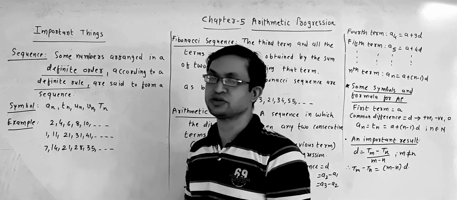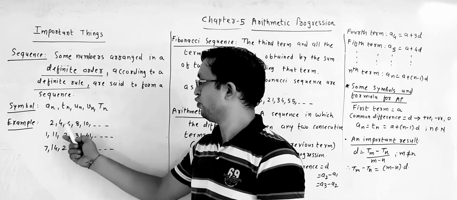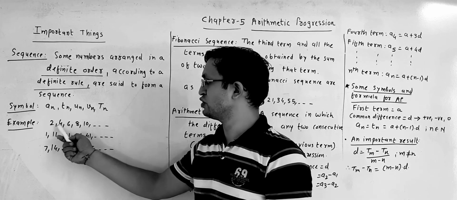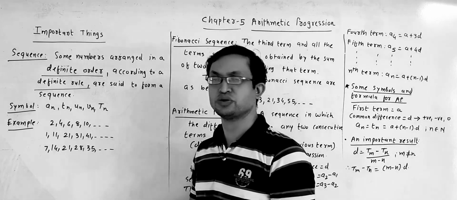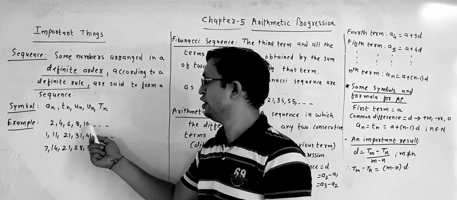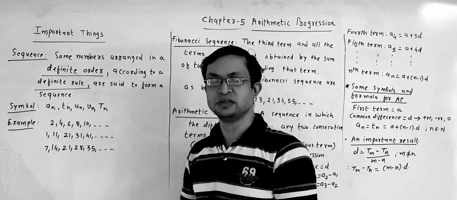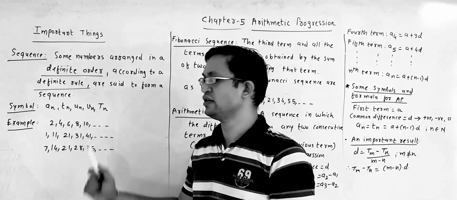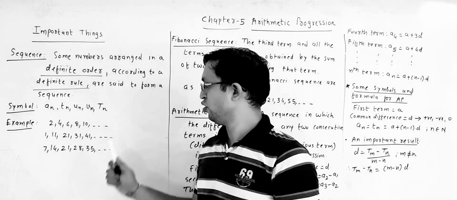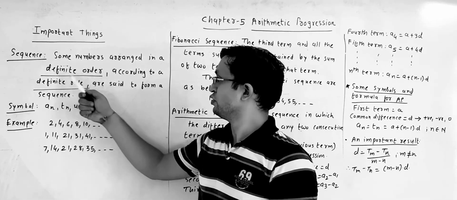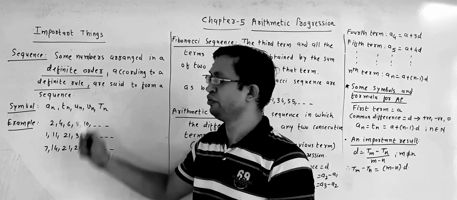Here the difference between two terms is 2. 4 minus 2 is 2, 6 minus 4 is 2, 8 minus 6 is also 2, and 10 minus 8 is also 2. This sequence is divisible by 2, otherwise this sequence is a multiple of 2. All are even numbers.